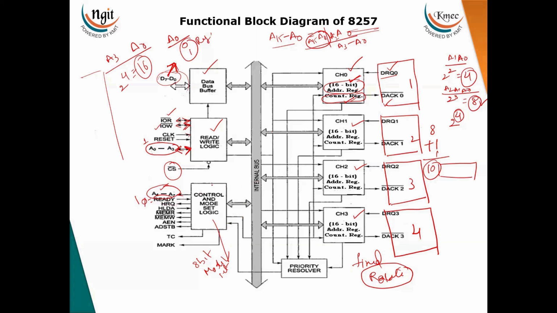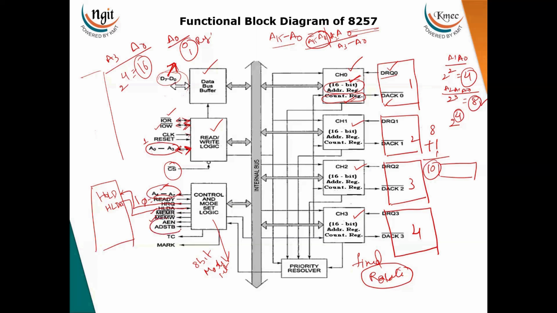Now HRQ means hold request. Whenever any IO device requests a transfer, it will send the hold request to the 8085. So HOLD is connected to the request signal, and this request goes to HOLD. In response to that, the processor sends the acknowledgement signal to the DMA. Memory read and memory write: whenever the DMA wants to access the memory to read and write, it sends these memory read and memory write signals.